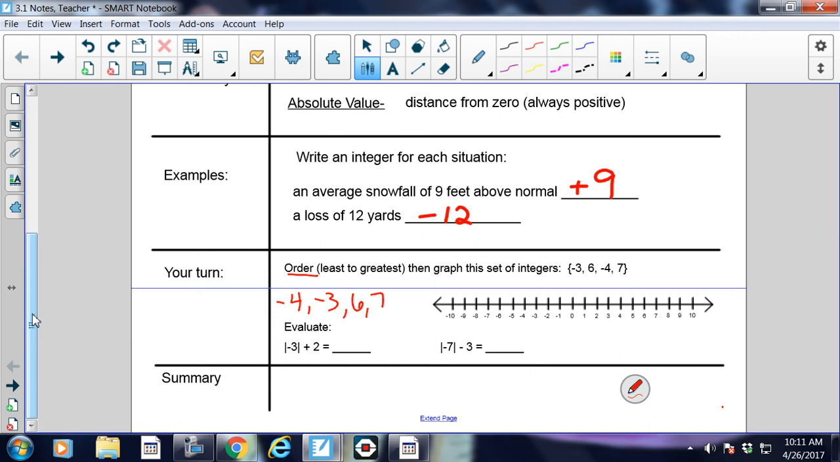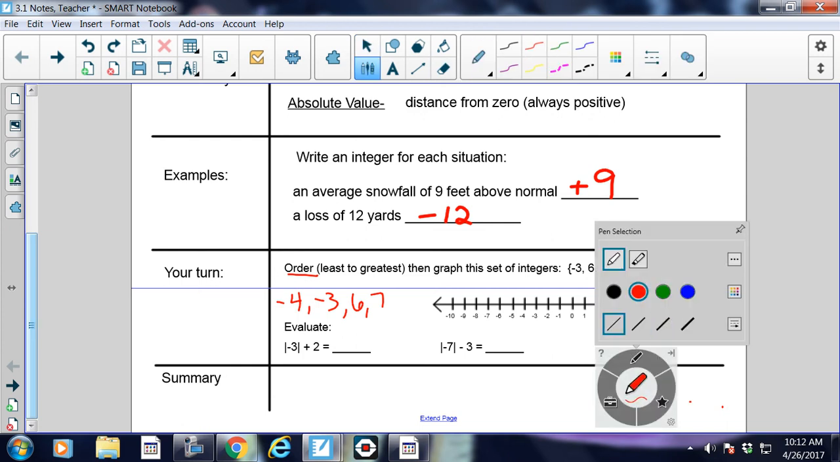You can see it quite easily when you start graphing them on here. Positive 6, and this is what you need to do in your notes too. Negative 4, and positive 7. The smaller numbers are on the left-hand side. Negative 4 right here is the smallest, so that's why we put it further left. You'll get some equations on this too, things you have to do.